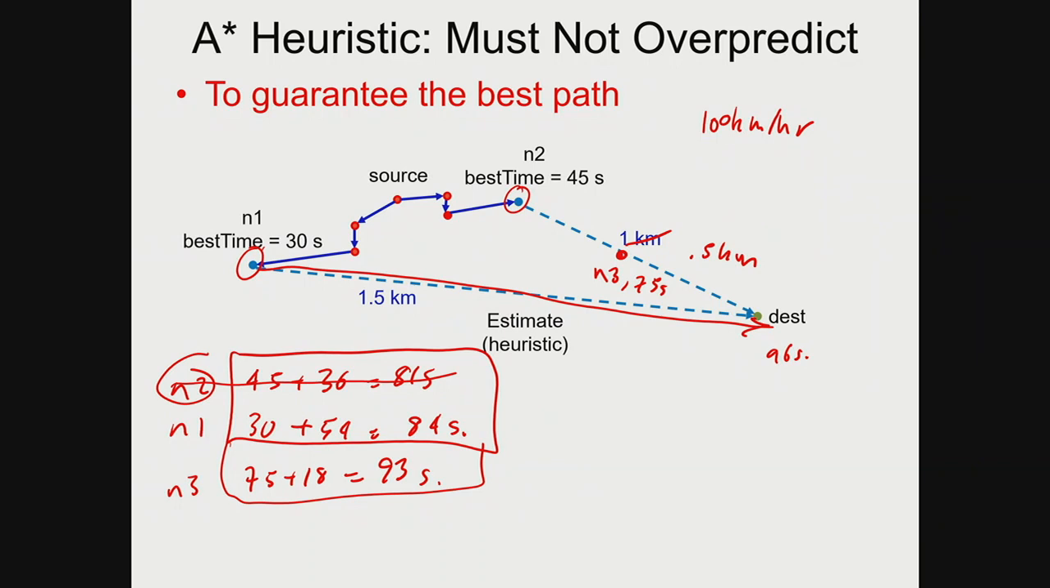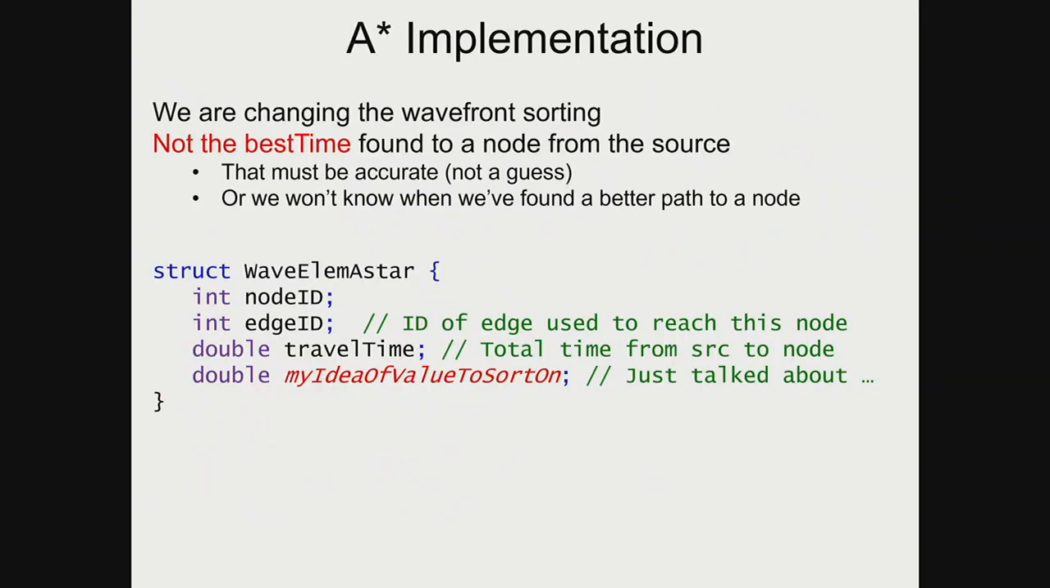Because we were using an underestimate, we basically didn't drive as directly towards the target. Anything that possibly could be better, we would look at before we got to the destination, so we found this better path. Okay, so does that make sense? So that is how you develop the A-star heuristic for a street map. Okay, so let's talk about implementation a bit.